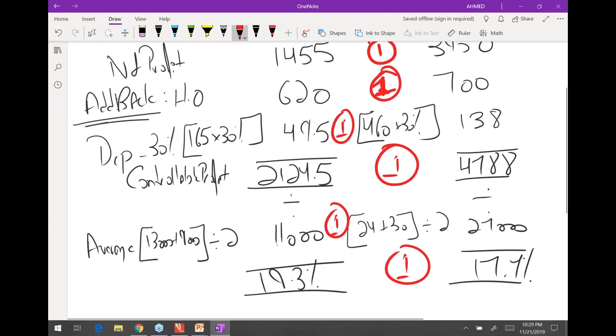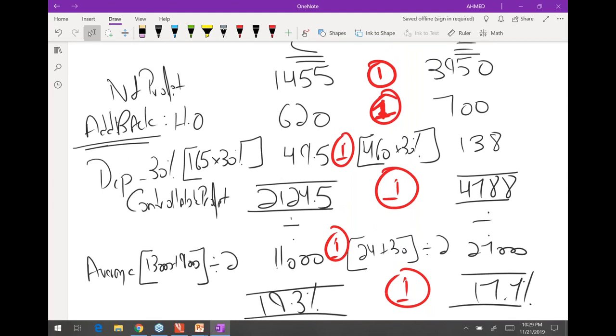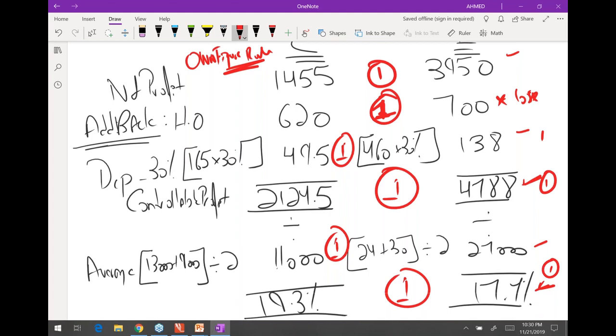Now, the best part is that if you skipped this working, for example, you will lose 1 mark, but you will get marks for this, even this. The examiner has an own figure rule. You know what the own figure rule is? Own figure rule means if you have made a mistake here, even though your answer of controllable profit and your answer of ROI would go wrong, you will be awarded 1 mark here and here as well. This is own figure rule, OFR.